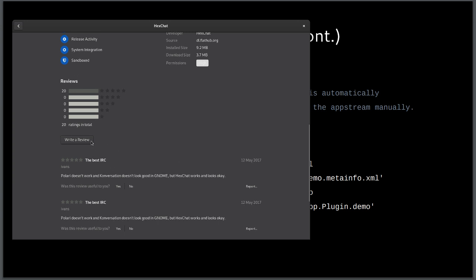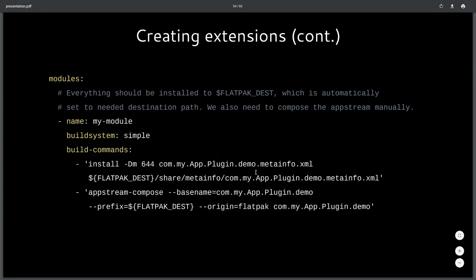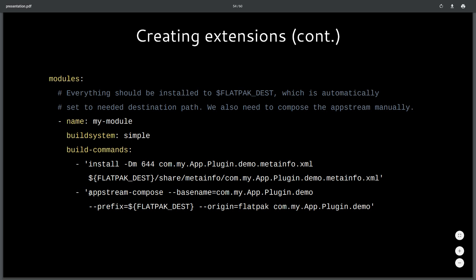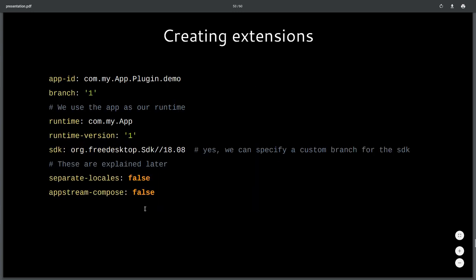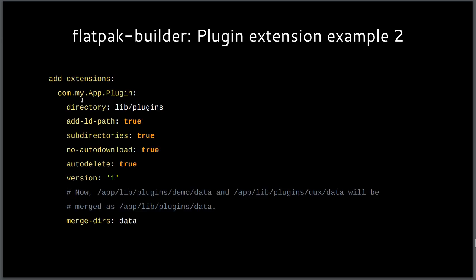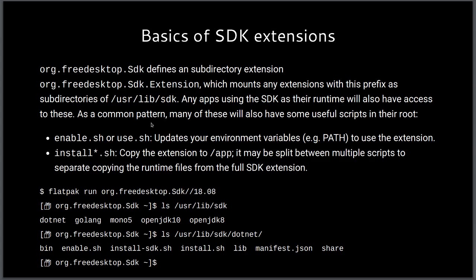It would show all the extensions available here because of our AppStream metadata. And appstream-compose: false basically says, don't set up the AppStream metadata automatically, we need to do it manually because it's installed at a custom prefix. And actually, I'll just explain this now. By default, every app's locale files are separated into a separate extension that's automatically mounted. But if you have an extension itself, it's probably not going to have locale files. So we just set this to false to keep everything a little cleaner.